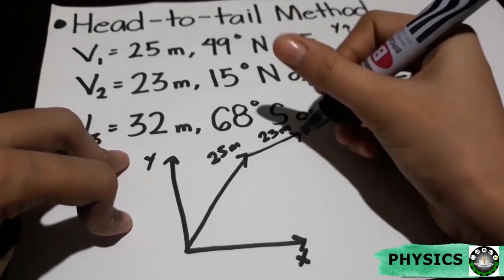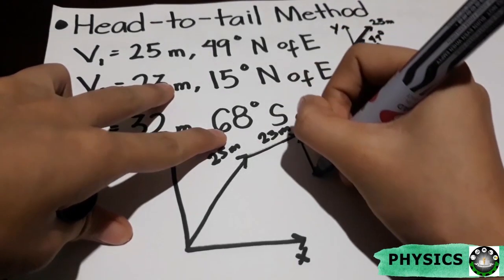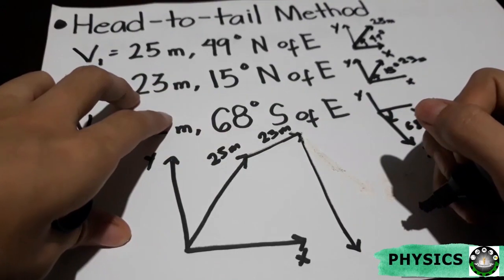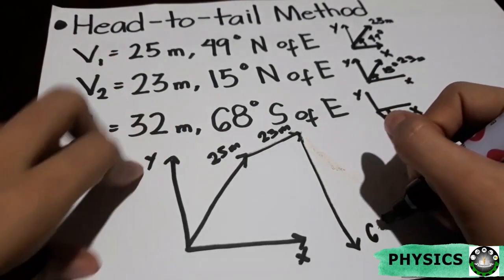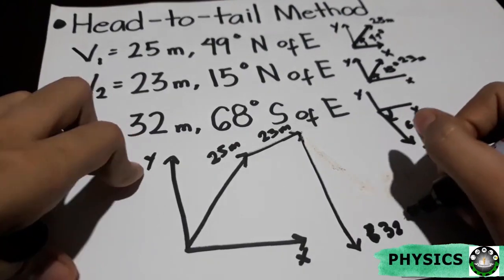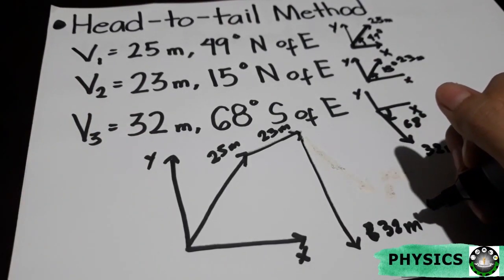And then for the third vector, remember na makukuha nyo yung resultant dito, lalo na yung degrees, kapag may sinunod kayong scale. Dito sa example natin, walang binigay na scale, pero dun sa mga problem na ibibigay para dun sa may head to tail, karaniwan may scale yun. For example, 1 meter is equal to 5 meters. And then, susukatin nyo lang siya ng ruler.